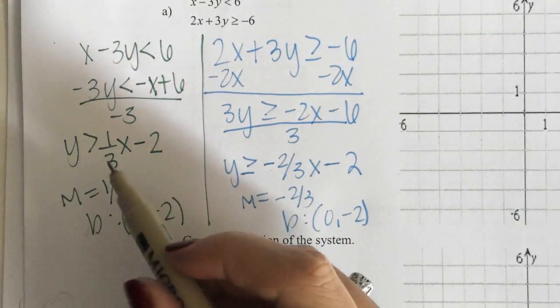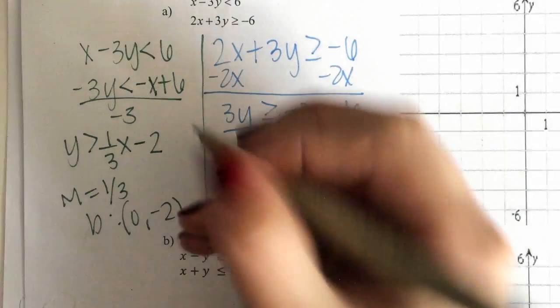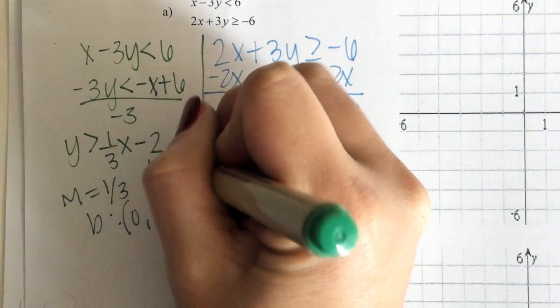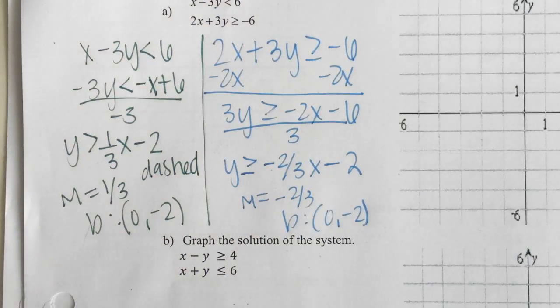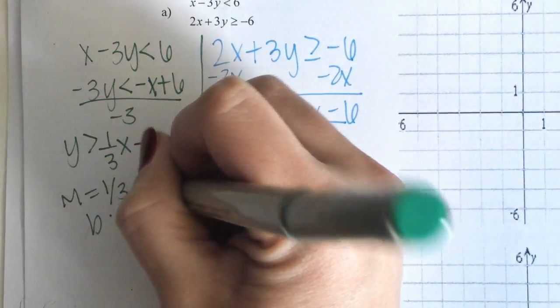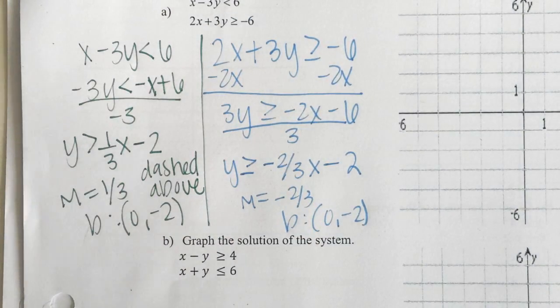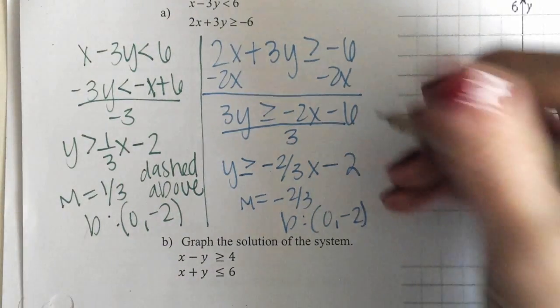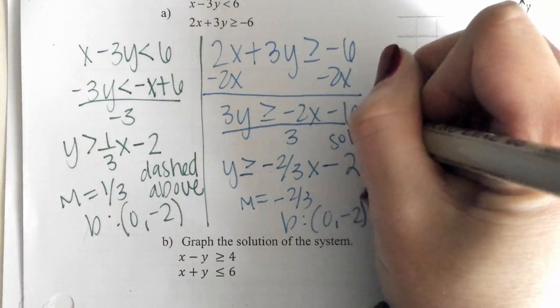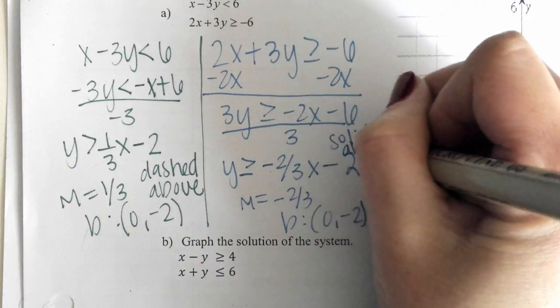So, Logan, is this one going to be solid or dashed? It's going to be dashed. Why? Because it's not bottom. Very good. And are we going to shade above or below? Above. Good, because it's greater than. Alright, Katie, is this next one going to be solid or dashed? Solid. Shaded above or below? Above. Very good. Now we can graph them.